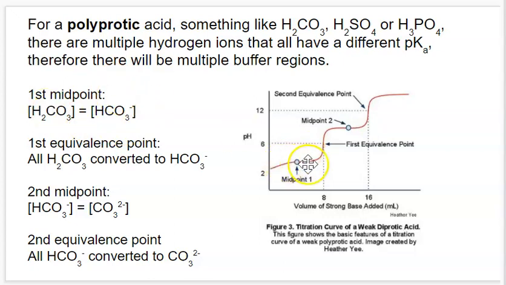And then once we get out of the buffering region, it's going to shoot up again where we reach our first equivalence point. This is where all of our H2CO3 has been converted to HCO3 minus, aka the moles of base being added are equal to the amount of moles of the original carbonic acid in solution.